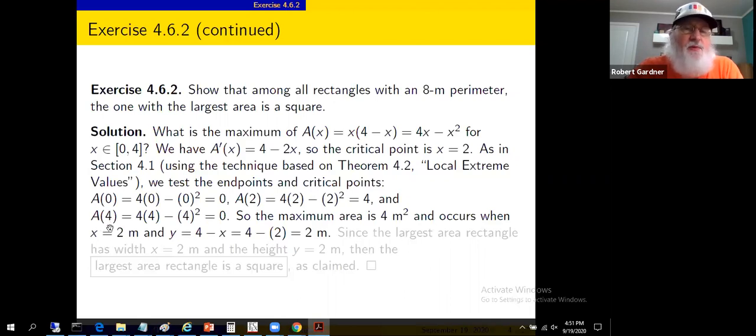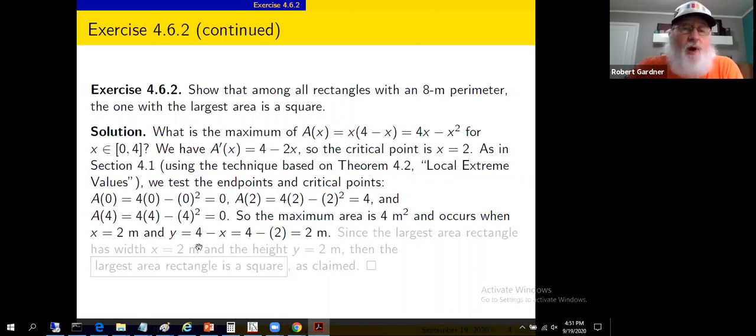And we plug in x equals 4, we get 4 times 4 minus 4 squared. Again, substitution is in parentheses. This leading 4 isn't. That's the number 4 that's in the definition of the function. And we get 0 again. So the maximum is 4, it's meters squared because it's area, and occurs when x equals 2 meters.